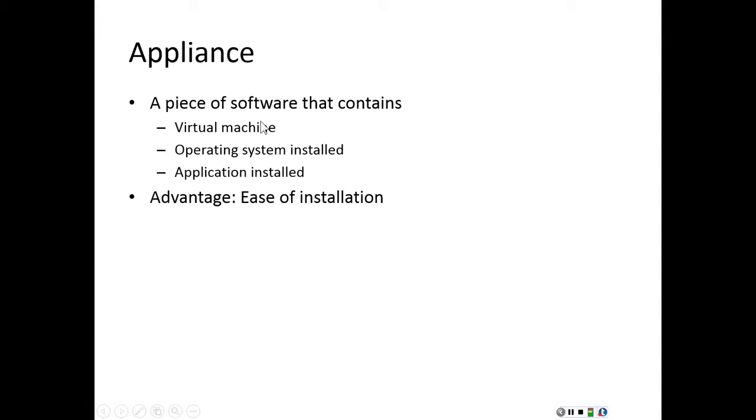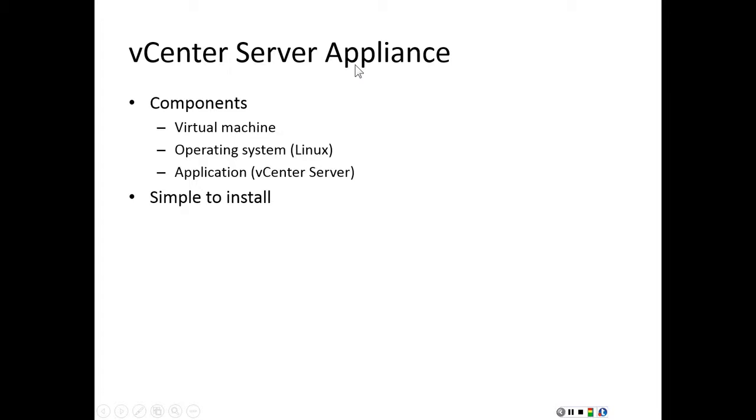An appliance is a piece of software that contains a virtual machine and an operating system and an application all pre-installed. So when we install an appliance, we are installing one piece of software, but that piece of software is made up of virtual machine, operating system, and application. If we look at the vCenter Server Appliance, we can see that the components are a virtual machine, an operating system, Linux, and an application, that is to say, vCenter Server. And the reason we like the appliance is because it is a simple install.